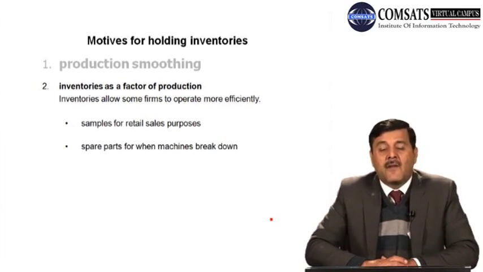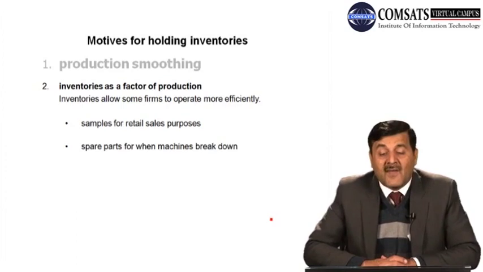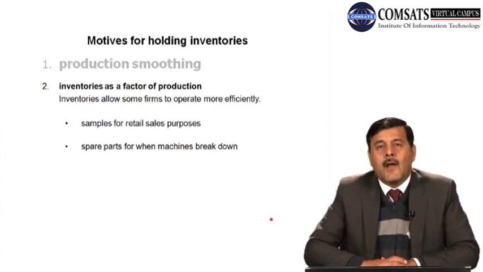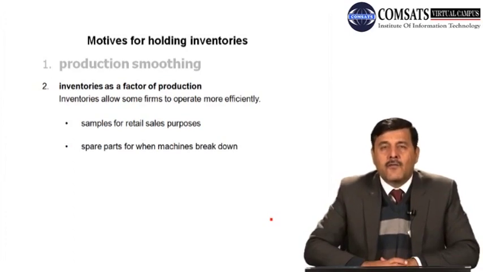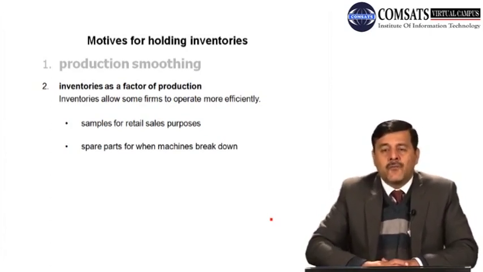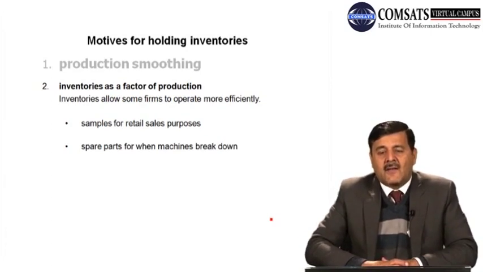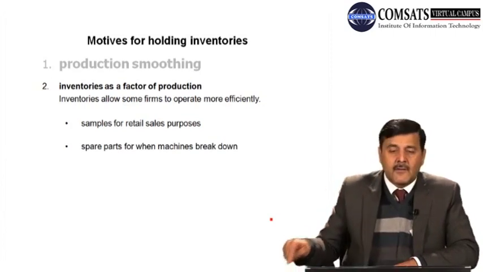Samples for retail sales purposes. Sometimes firms hold inventories for the purpose of samples. They want to show it to the customers, the households, the buyers of their product. So they hold inventories for samples. Second, they hold inventories for spare parts, for when a machine breaks down. Suppose in the production process the machine breaks down, so they can use that inventory as a backup, as a plan, right? This is the second motive.